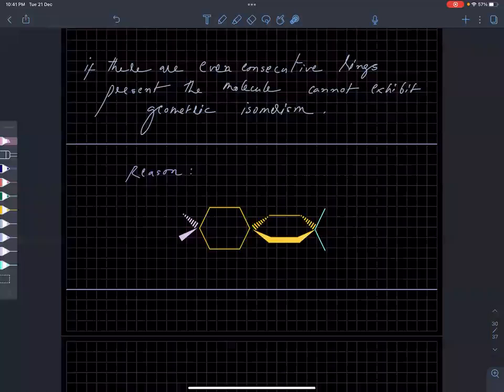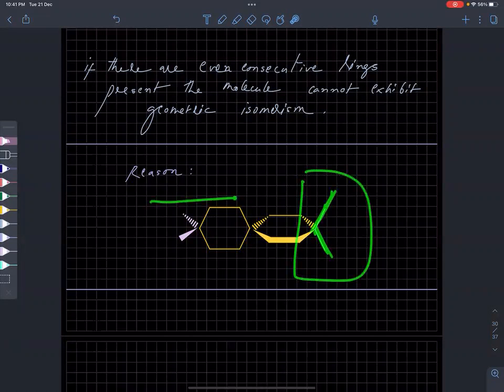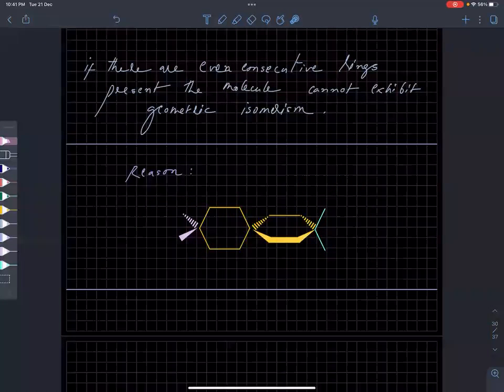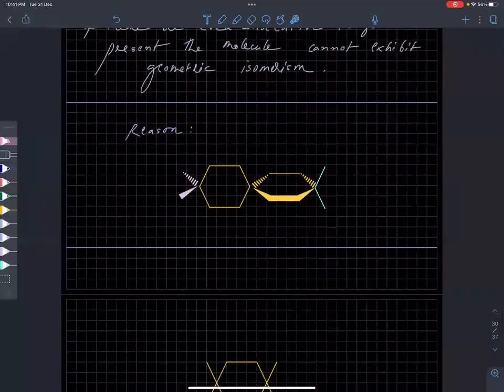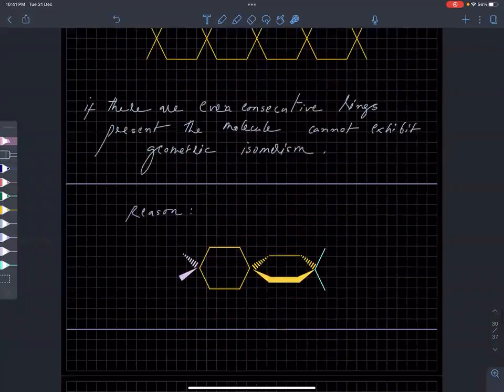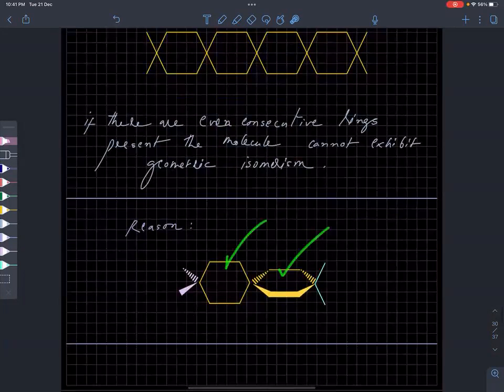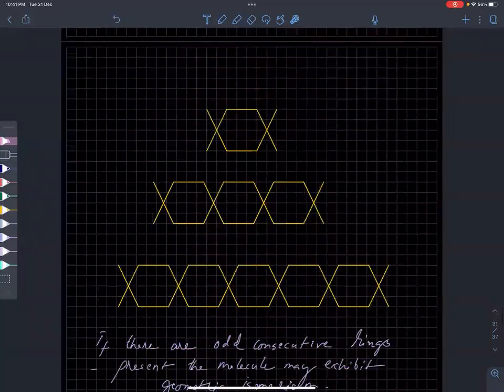Here they will be in one plane, top and bottom. So this will be in this plane, and these two will be in this plane. So they cannot exhibit geometric isomerism. Clear? Whenever you have an even number of rings, they cannot exhibit geometrical isomerism. When you have an odd number of rings, they do exhibit geometrical isomerism.